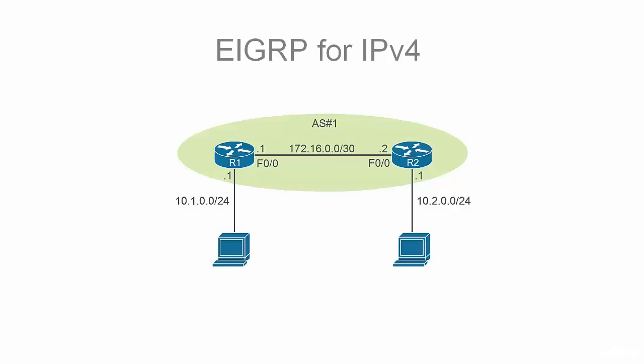In this section, we're going to learn how to troubleshoot EIGRP for IPv4. We just have a basic topology here with two routers that are going to peer over AS number 1, and we'll go through a few scenarios of conditions where you could potentially have problems with bringing up your EIGRP peering between your two neighbors.